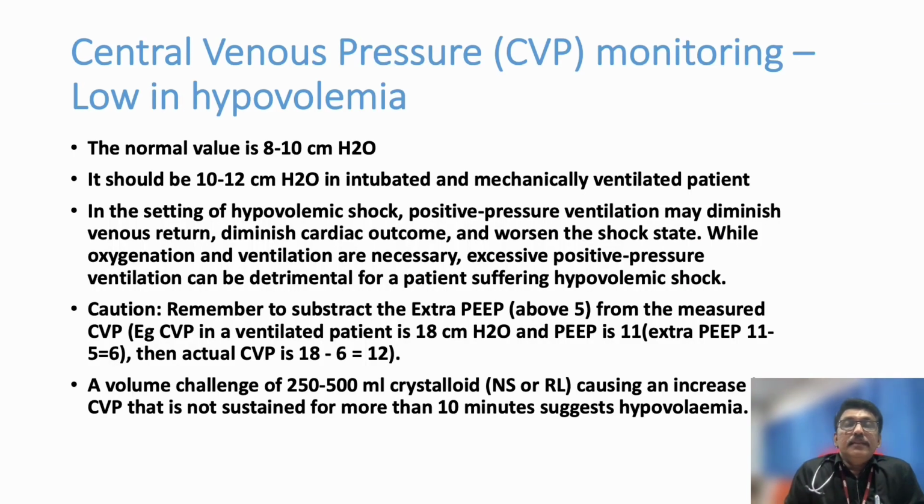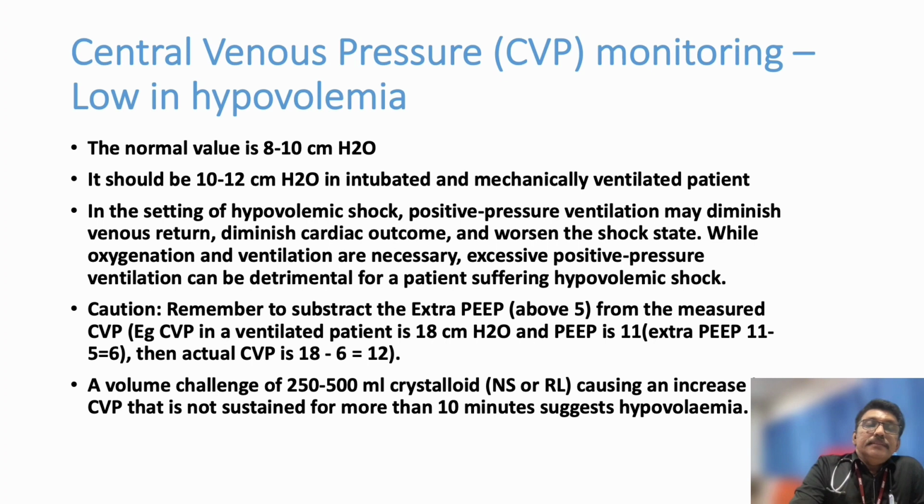Now another important investigation or parameter is central venous pressure, CVP. For that you need to put a central line, and the normal CVP value will be 8 to 10 centimeters of water. If it is low, you can give more water. If it is high, then water should be restricted in this type of patient. So hypotension with low CVP, you can give fluids. Hypotension with high CVP, don't try to give fluids. The cause for the hypotension may be something else, like cardiac failure or something else.